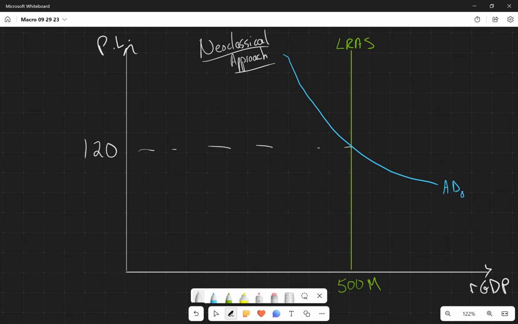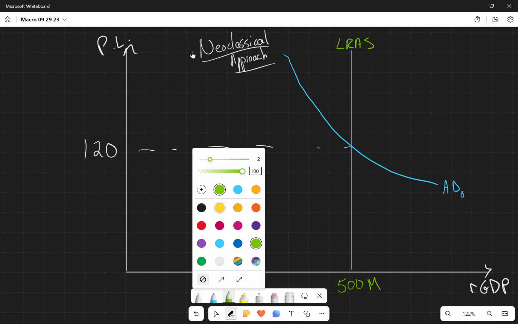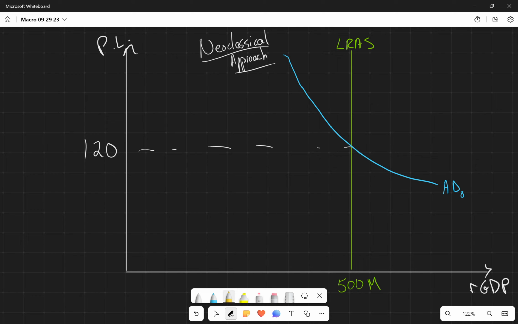So our original equilibrium happens at the intersection of our aggregate demand and our long run aggregate supply. We're missing one curve. We have a long run aggregate supply, and we also have a short run aggregate supply coming right through here.